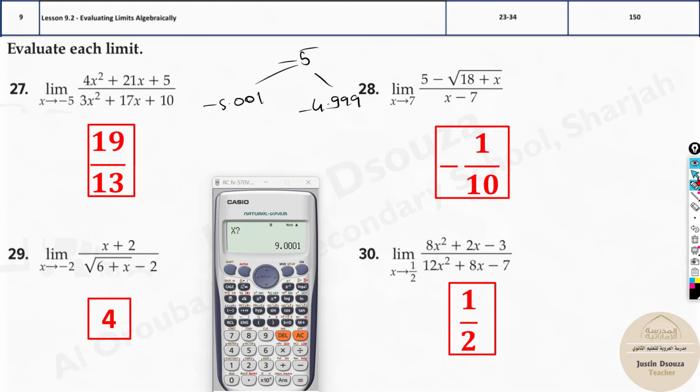Any order, it's fine. Now I'll calculate it at minus 5.0001. Now you're getting 1.46. Write it somewhere. And then calculate the other side. Minus 4.9999. And you're getting, see, now this worked over here, right? Fraction. If you press this, it's 1.4615. So sometimes it does work. Even over here, 5.00001 will give you 19 by 13 itself. So try both ways.